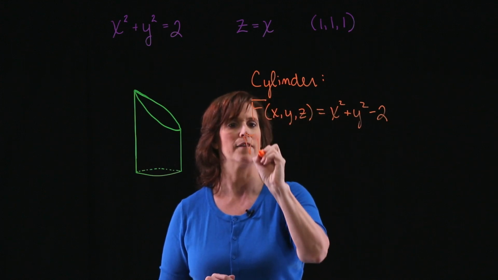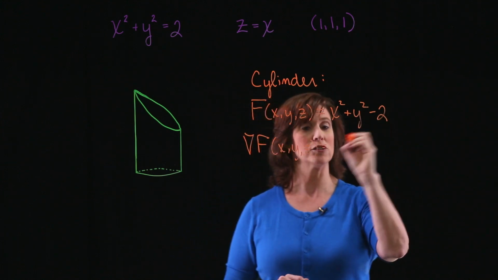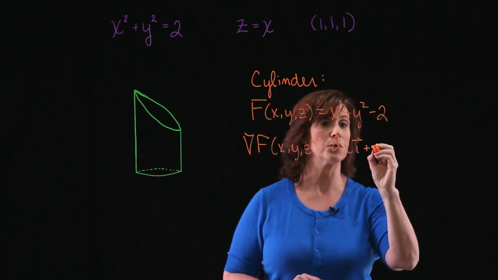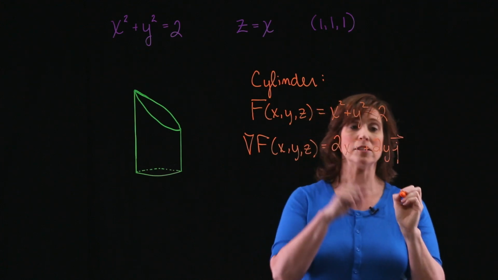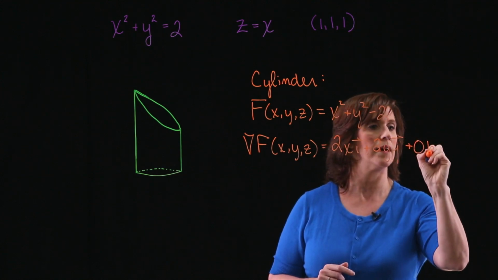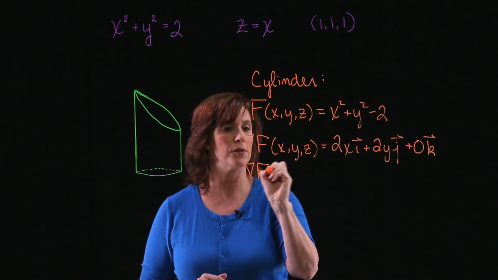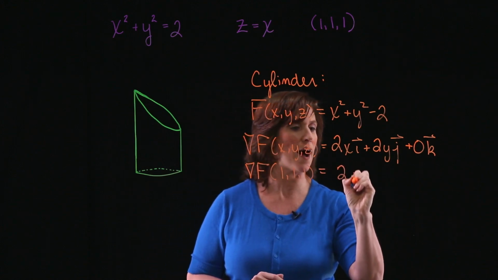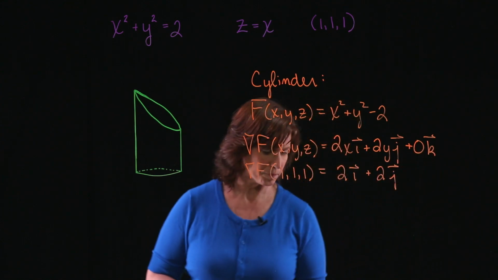So the gradient of f is going to be the partial with respect to x, so that's 2x times my vector i, plus the partial with respect to y, so that's 2y times vector j, plus the partial with respect to z, which is just 0k. And I'm interested in what's happening at the point (1, 1, 1), so let's take the gradient at (1, 1, 1). That's going to be 2i plus 2j plus 0k.